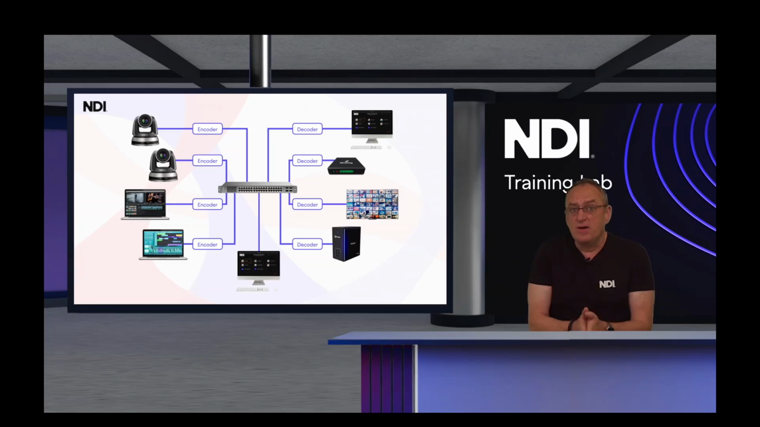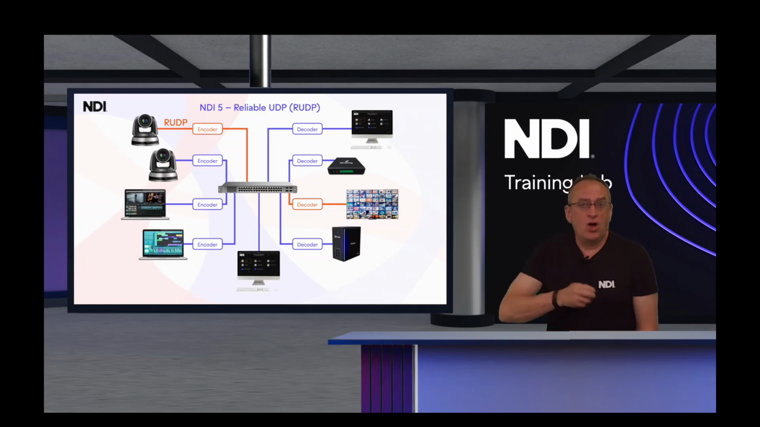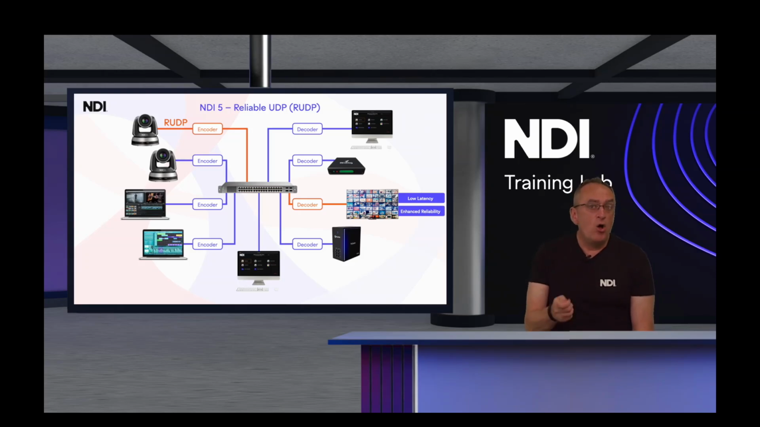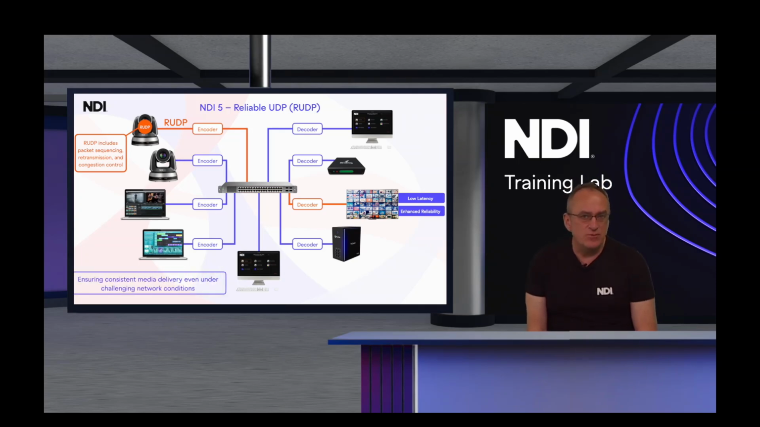So NDI 5 gave us reliable UDP, or RUDP. NDI 5 adopted RUDP as the standard transport mechanism, blending UDP's low latency benefits with enhanced reliability. Now, RUDP includes packet sequencing, retransmission, and congestion control to ensure consistent media delivery even under the most challenging network conditions.